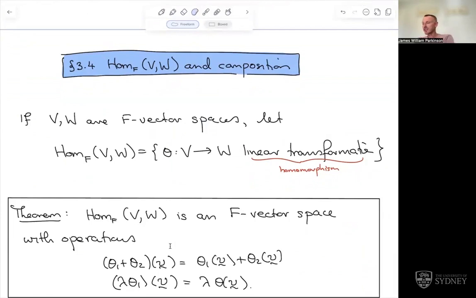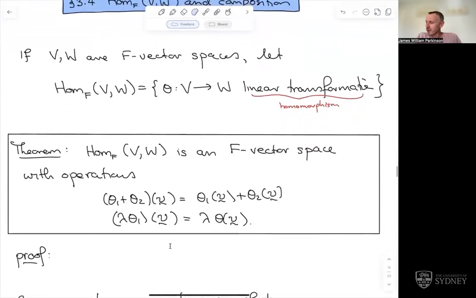So I haven't used this notation yet. Hom_F(V,W), well, we've been talking about linear transformations for the last hour, but Hom_F(V,W) is just the set of all linear transformations from V to W. The reason it's called Hom is an abbreviation of homomorphism. And remember, homomorphism was another name for a linear transformation. If the F is really clear, sometimes the F is omitted from that notation, but I quite like writing it there anyway, so I'll probably do that.